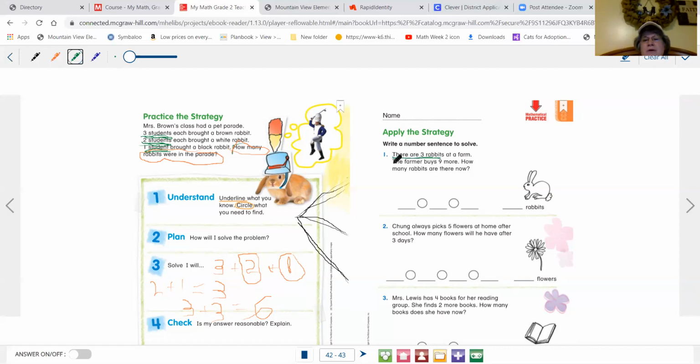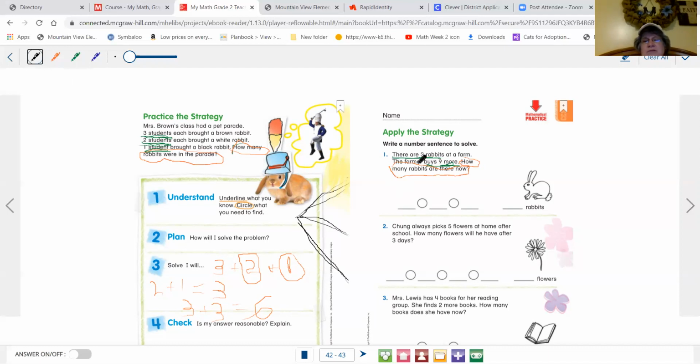Next sentence. The farmer buys 9 more. Notice that key word there, more. Okay. He doesn't give any away. He gets 9 more. And then our question is, how many rabbits are there now? So you can choose the colors you want to use, but remember, I like to use green and red because when I circle in red, that tells me to stop and find out what I need to know. So I'm going to just circle how many rabbits are there now.